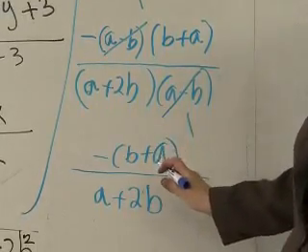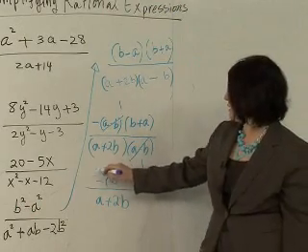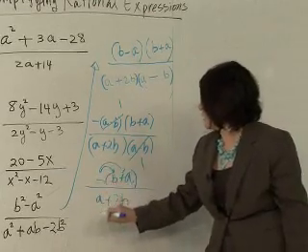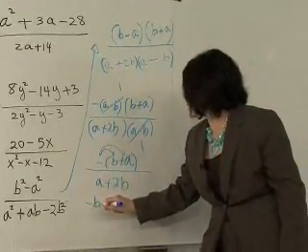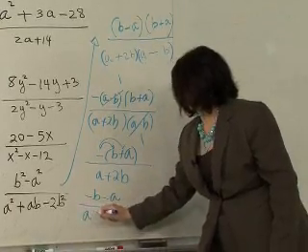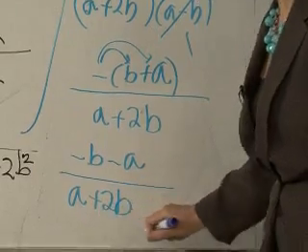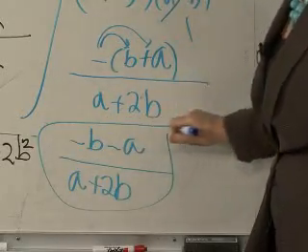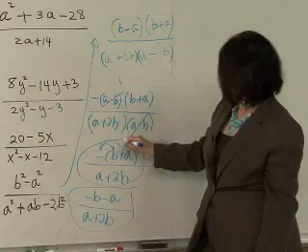And the bottom will have a plus 2b. And you could leave your answer like this, or you could distribute a -1 here, take care of that negative sign, so you get negative b minus a over a plus 2b. So either one of those answers is acceptable.